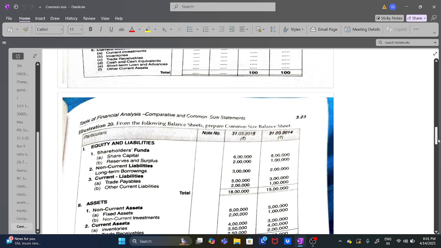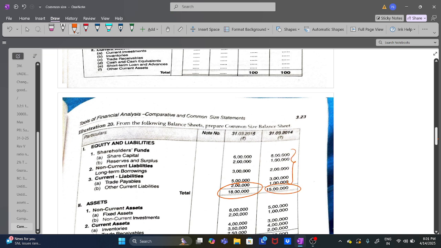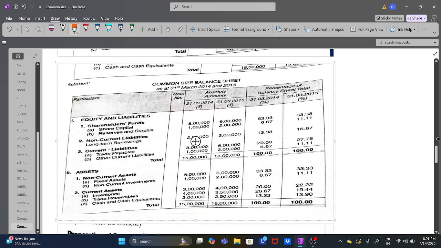This is the balance sheet given. What is the total for the previous year? 15 lakh. What is the total for the current year? 18 lakh. Here everything will be divided by 15 lakh. Here everything will be divided by 18 lakh and converted into percentage terms.